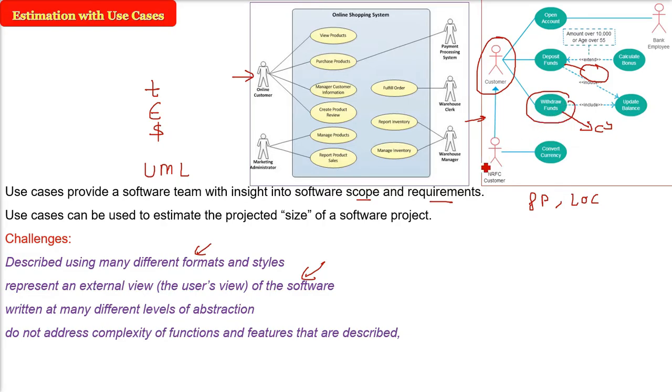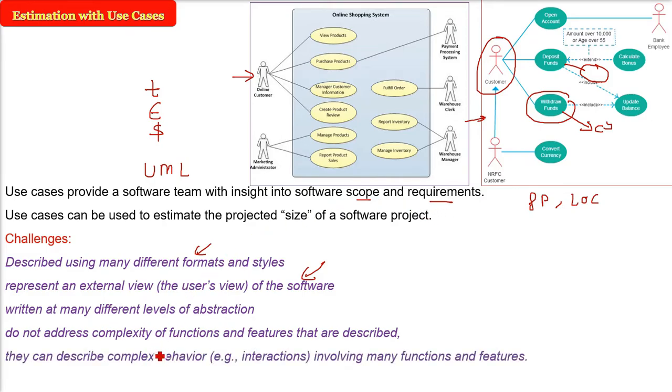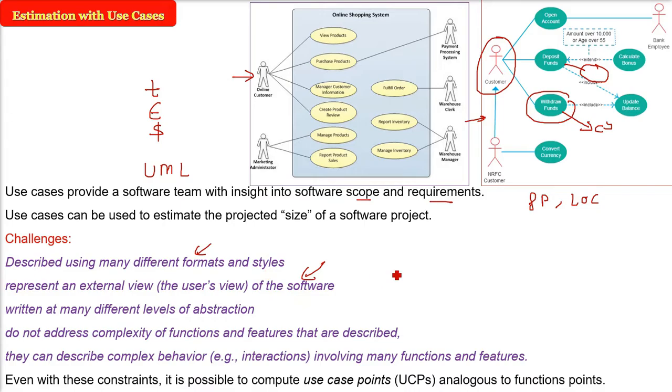And after that you will see the state diagram, the sequence diagram, the swim lane diagram, all these things will come. But this use case will describe complex behavior, that is, the interactions. If you see here, transactions are involving many functions and features. So we have various constraints, but still we can use use case points to find out the UCPs. You know function point analysis, where you used to find function points. In a similar way, we can find out use case points, or UCPs, analogous to function points.